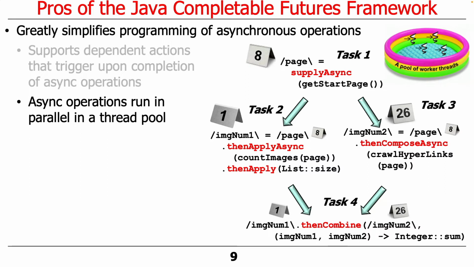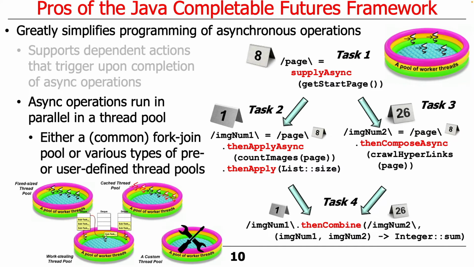Another nice thing is that these asynchronous operations run in parallel in a thread pool, so it simplifies optimization, I suppose, as opposed to simplifying programming. Asynchronous operations run in parallel in some type of thread pool. By default, it runs in the common fork join pool, but you can give it other kinds of pools. You can use a cached thread pool, a fixed size pool, or a non-common fork join pool that you customize in some way. You can even make your own custom thread pools where you define how they behave. That's a little bit of a stretch because it's probably overkill. Most of the stuff that comes out of the box works just fine, but you have control over where the computations run if you choose to exert that control.